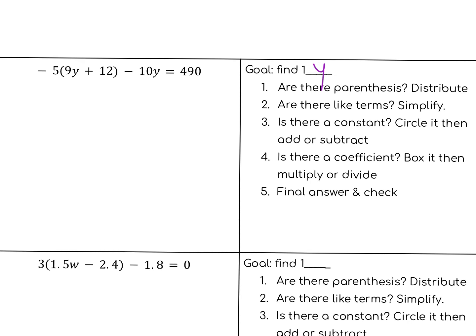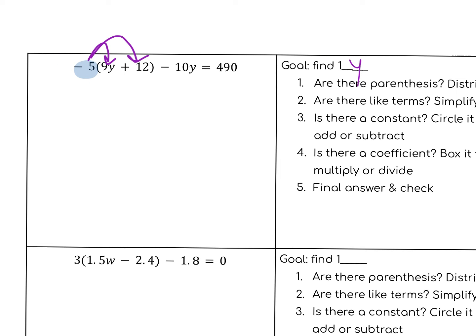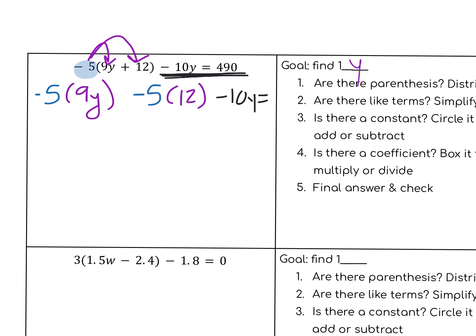So I'm going to take this number on the outside and multiply it by each thing on the inside. So we're going to do negative 5 times 9y, then negative 5 times 12. Oh, I wrote way too big. And I still need to include this part, so I'm going to write minus 10y equals 490. Oh, okay, maybe you can do a better job of getting that all to fit in one box. I am not great at writing on the iPad.